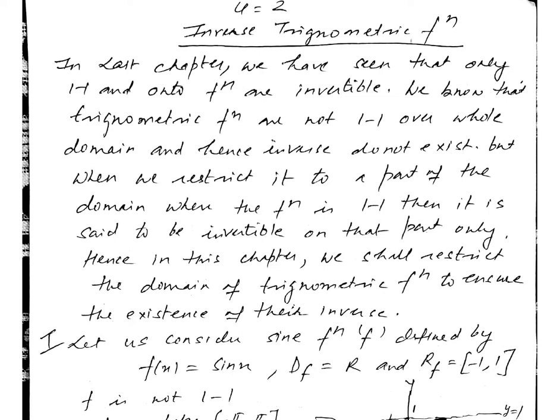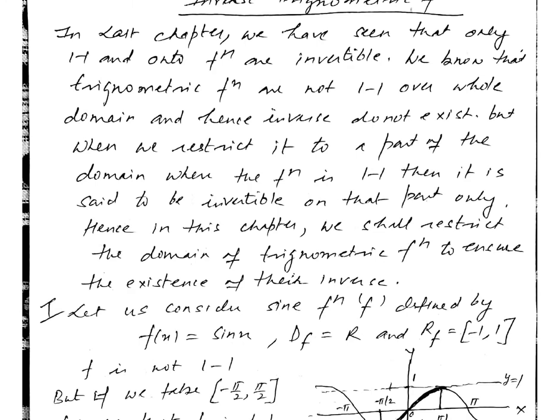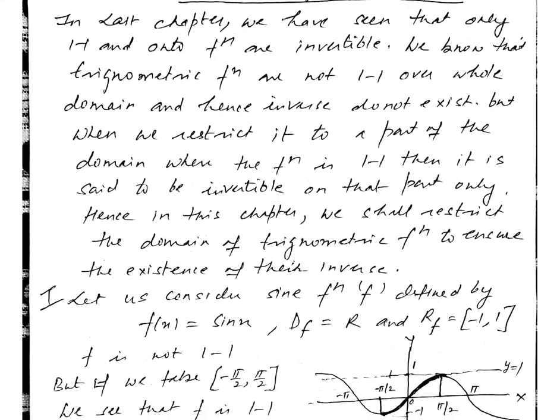Now in the last chapter we have seen that only one-one and onto functions are invertible. We know that trigonometrical functions are not one-one over the whole domain and hence inverse do not exist. But when we restrict it to a part of the domain where the function is one-one, then it is said to be invertible on that part only. In this chapter, we shall restrict the domain of the trigonometrical function to ensure the existence of their inverse.